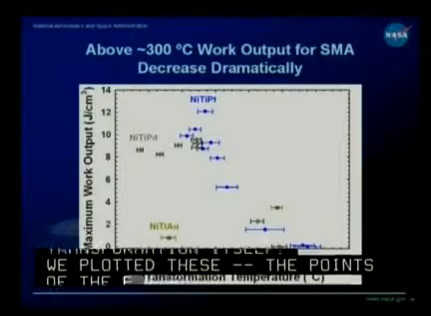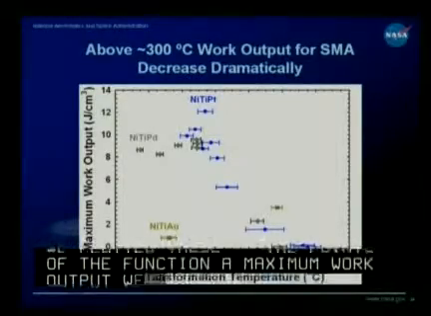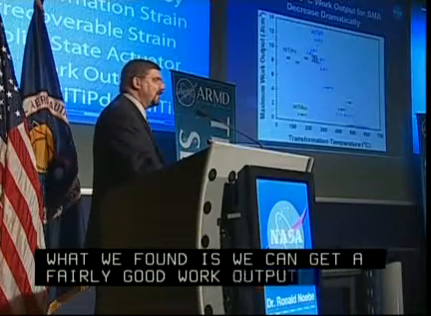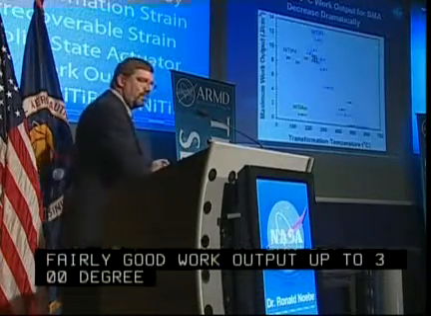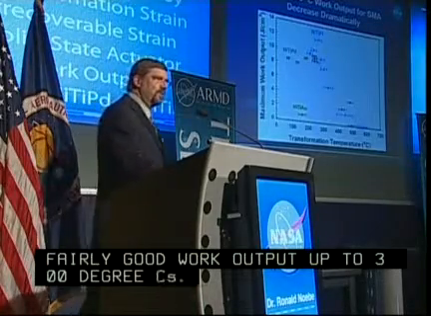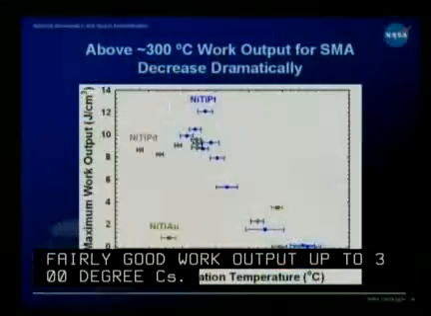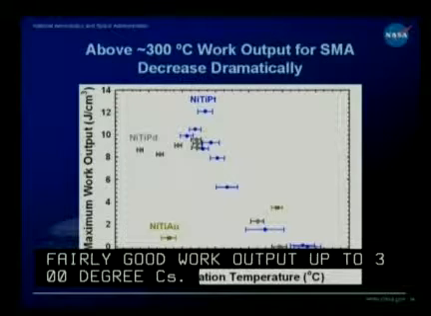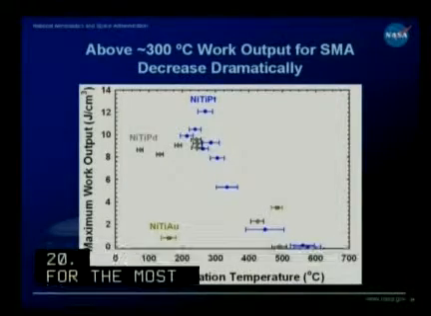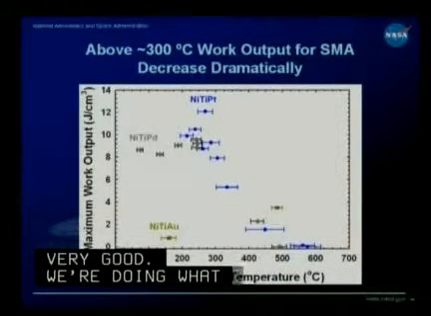And what we found was that we could get fairly good work output out of these materials up to about 300 degrees C. A typical binary nickel titanium alloy is going to give you a work output of somewhere between 8 and 14 joules per cubic centimeter. Though under very special conditions, and especially processed, I've seen a binary alloy as high as 20. For the most part, we're doing very good. We're doing what typical nickel titanium alloys will do in terms of work output.